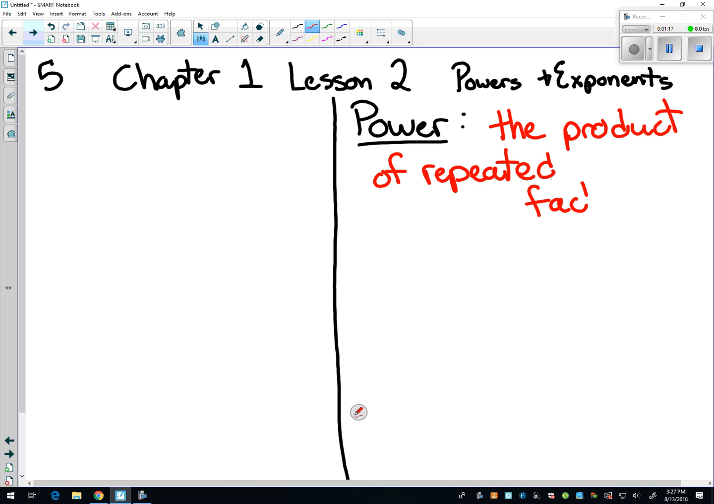Couple things to think about here. When I see the words product and factors, that should be a clue to me that I am talking about multiplication. So we're talking about multiplication. That's the first piece of vocab we need to have down. What is a power?